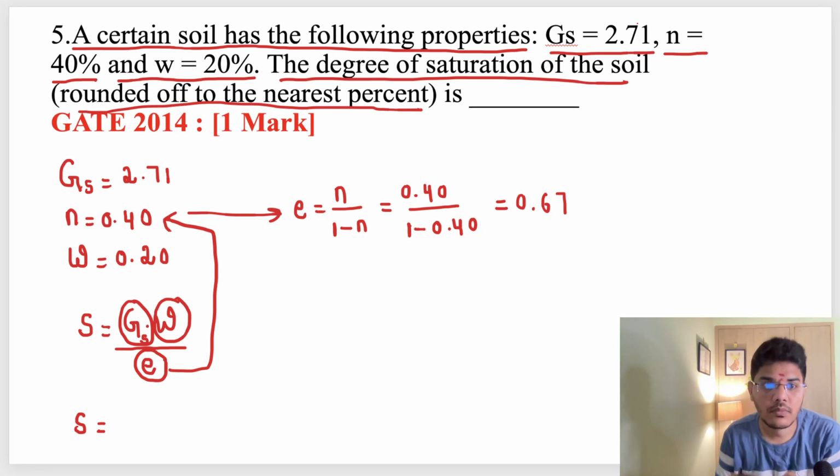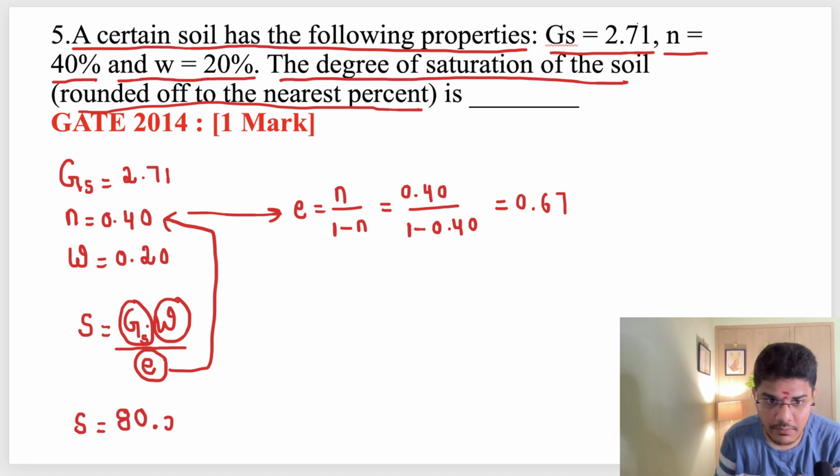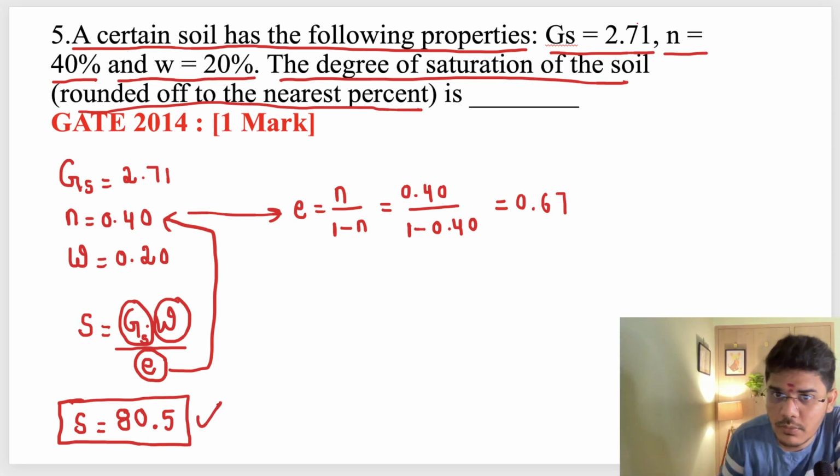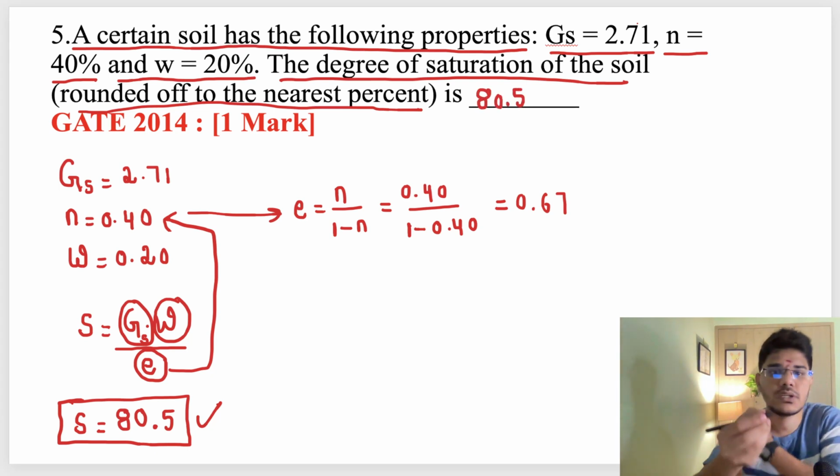So S is equal to 2.71 into water content, how much? 0.20, divided by e value, how much? 0.67. This is coming around 0.805, that means 80.5%. So here how much will we be writing? 80.5. This is actually a simple question.